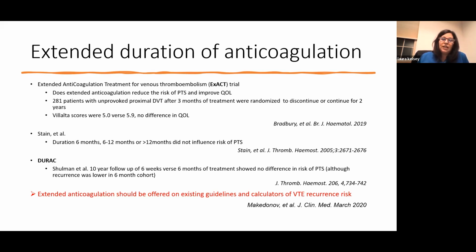And Schulman looked at 10-year follow-ups of 6 weeks versus 6 months and showed really no difference in the risk of post-thrombotic syndrome, but the recurrence rate was lower in the 6-month group. And again, I think that post-thrombotic syndrome speaks to how critical early treatment is. This led to the recommendation, though, that extended anticoagulation should be offered based on the existing guidelines and calculated recurrence risk, but not for the sole purpose of reducing post-thrombotic syndrome.